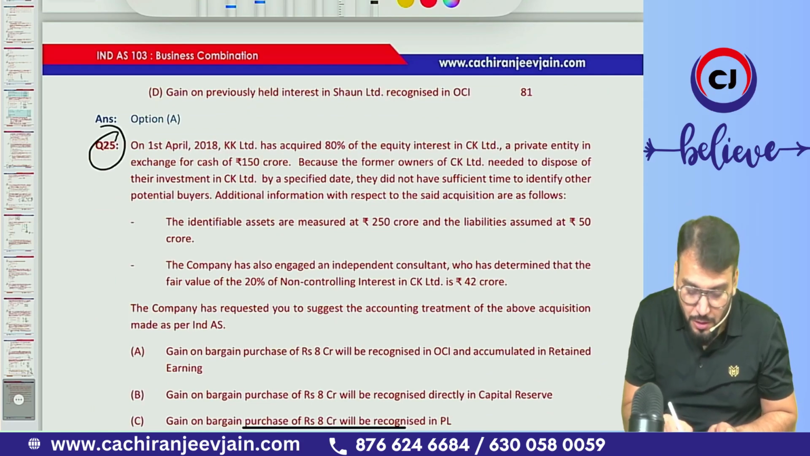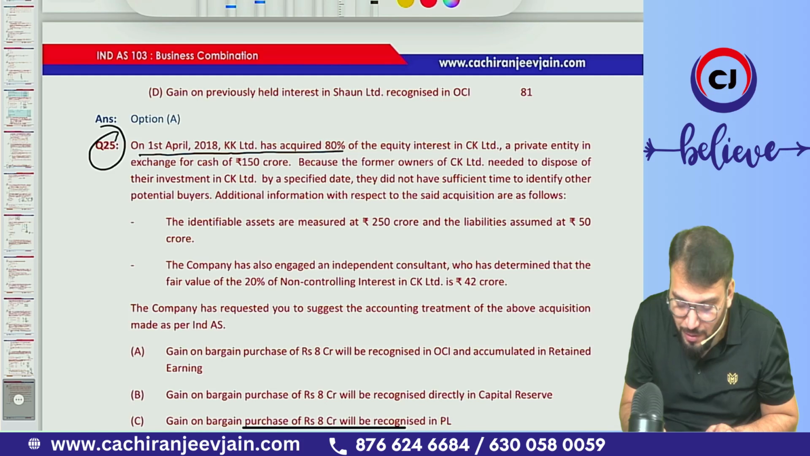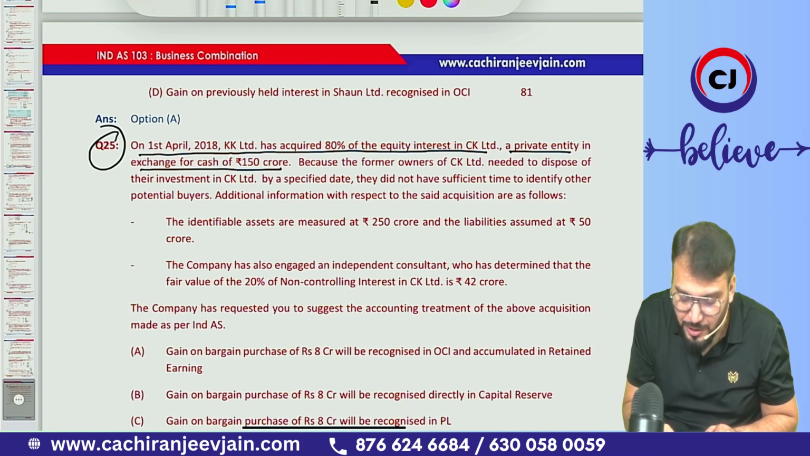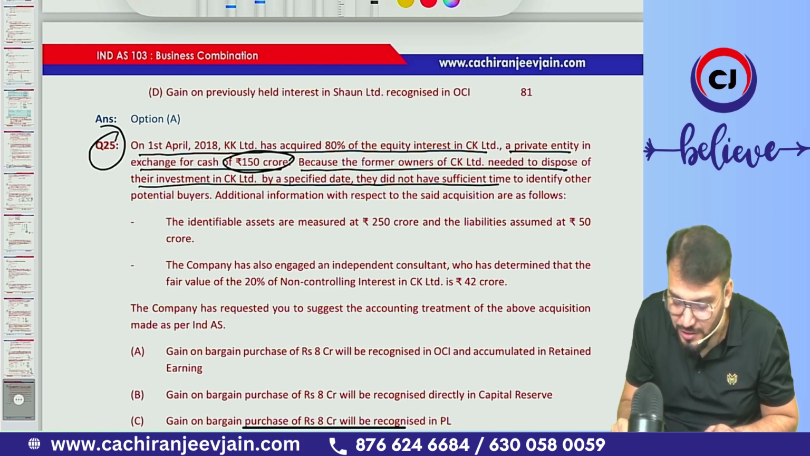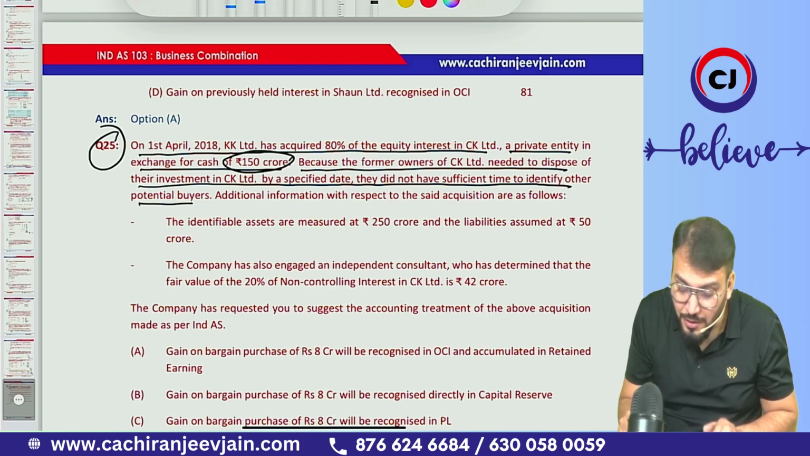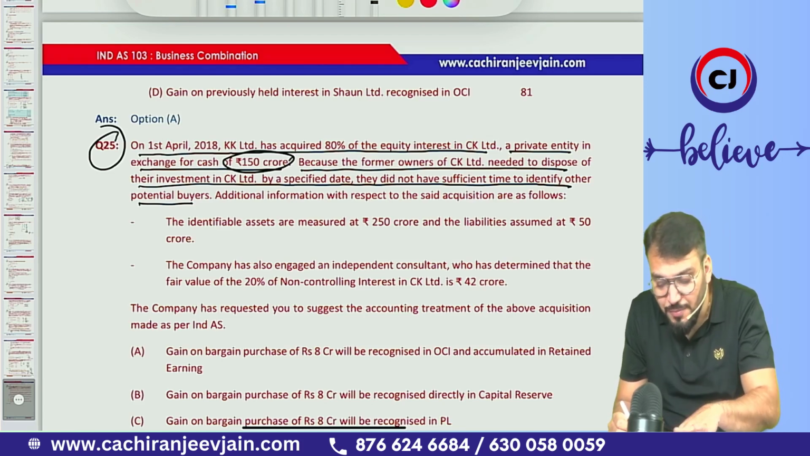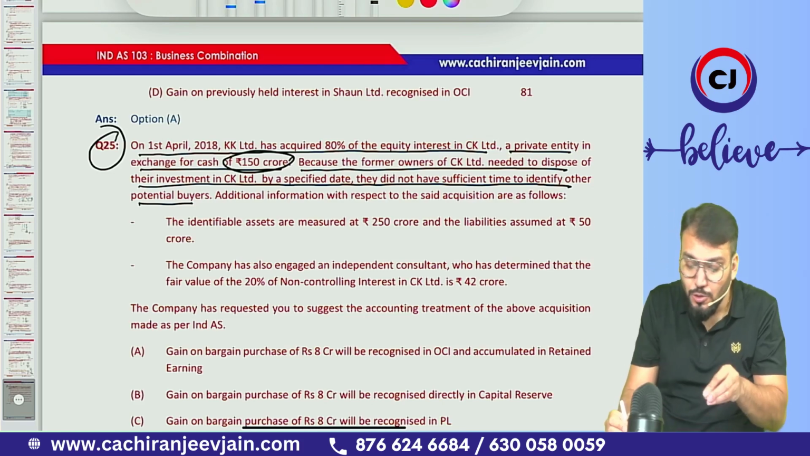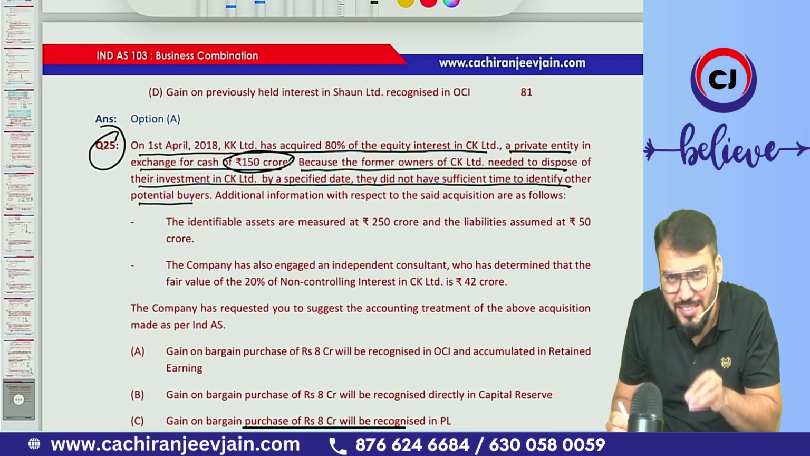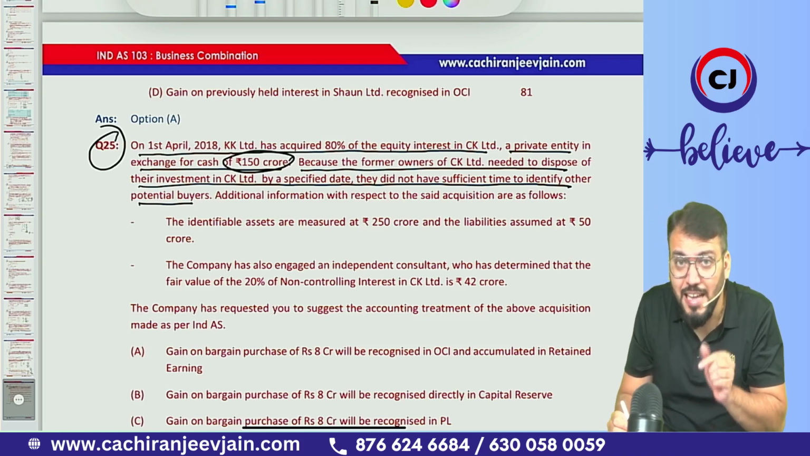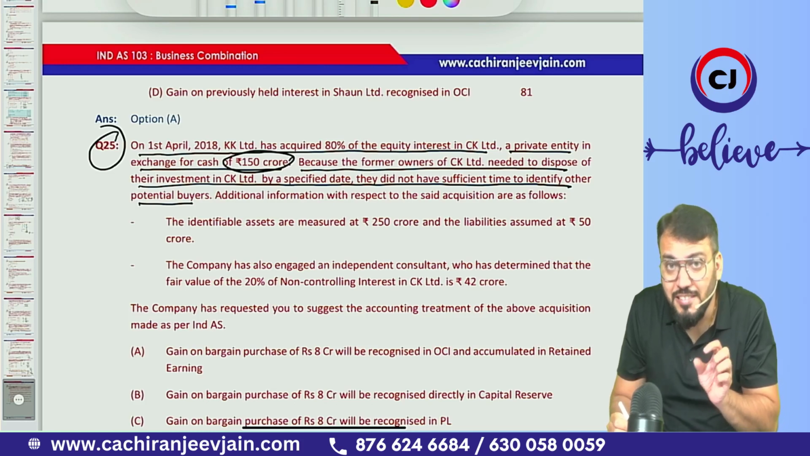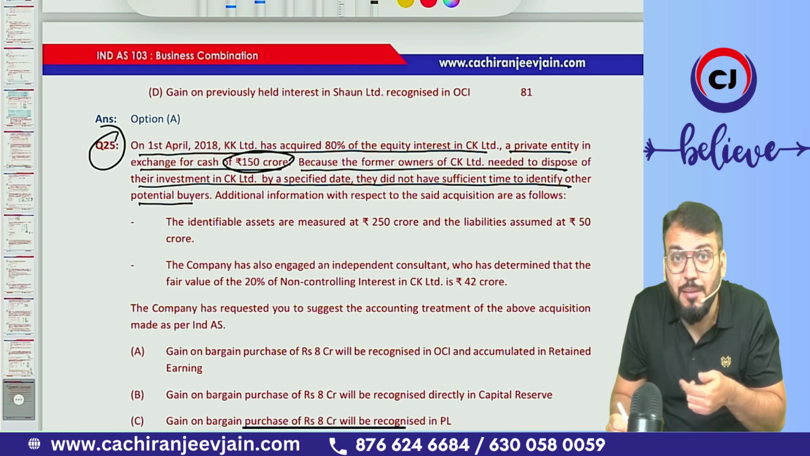Come to the last question. On 1st April 2018, KK Limited has acquired 80% of equity interest in CK Limited, a private entity, in exchange for cash of 150 crore. This is PC. Because the former owner of CK Limited needed to dispose of their investment by a specified date, they did not have sufficient time to identify other potential buyers. Means this point indicates that there is evidence of bargaining, that there can be some bargain purchase.